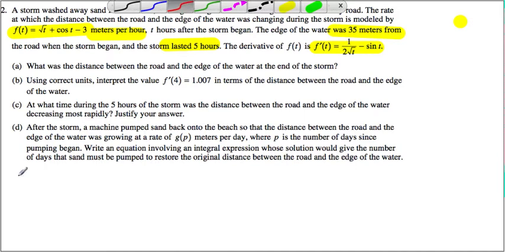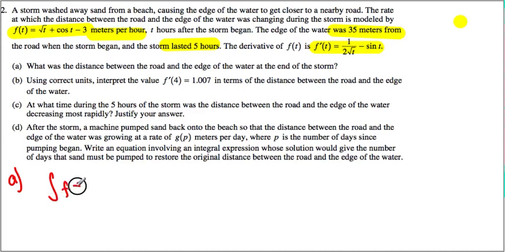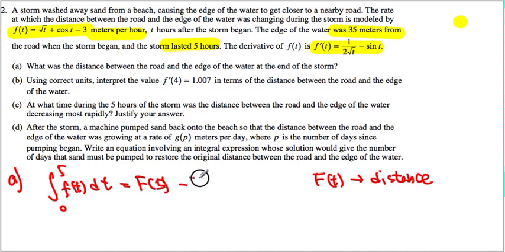Let us look at the first question first. A. What was the distance between the road and the edge of the water at the end of the storm? The end of the storm means we are looking for when t equals 5. If you call the integral of f of t dt from 0 through 5, and let capital F of t be the distance between the road and the edge of the water, then this will be capital F of 5 minus capital F of 0. We know capital F of 0 was 35 meters in the beginning.